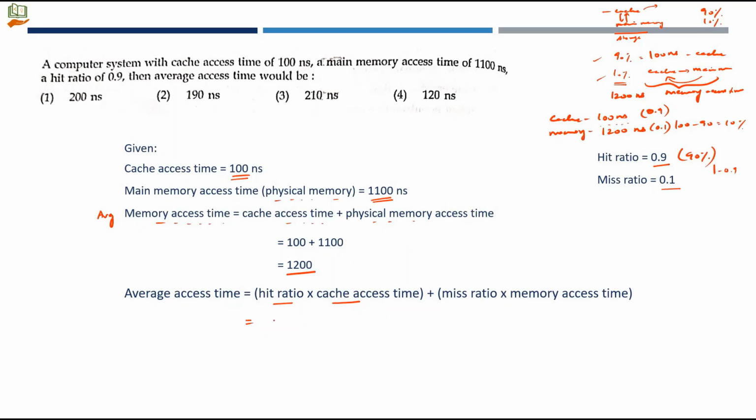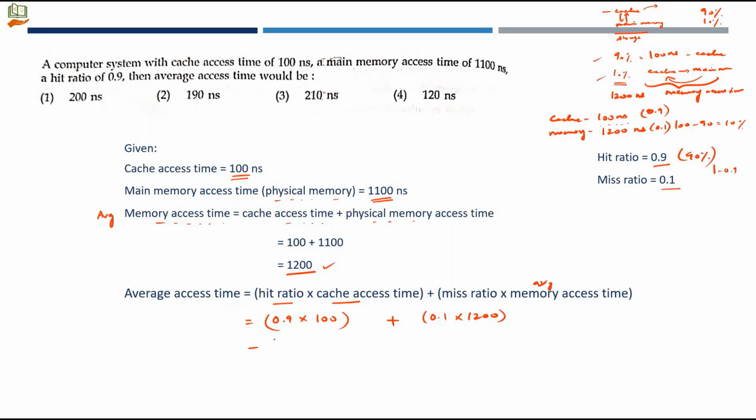What is the hit ratio? It is 0.9 into 100 nanoseconds. This is going to be hit ratio into cache access time plus what is the miss ratio? It is 0.1 into what is the memory access time that we have calculated? It is 1200. You can either call this as memory or average memory access time.